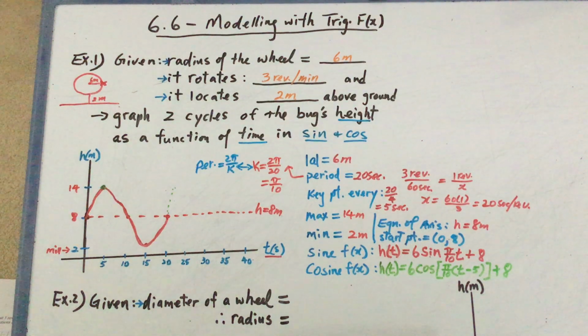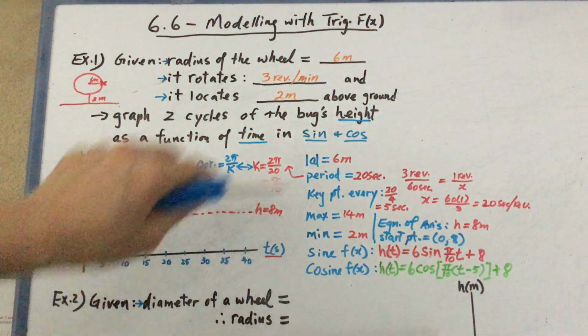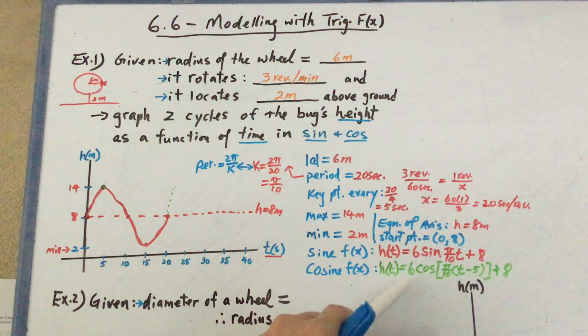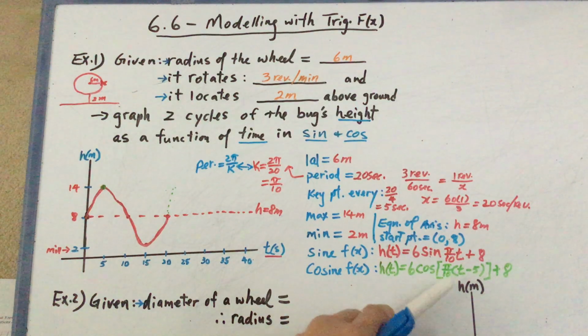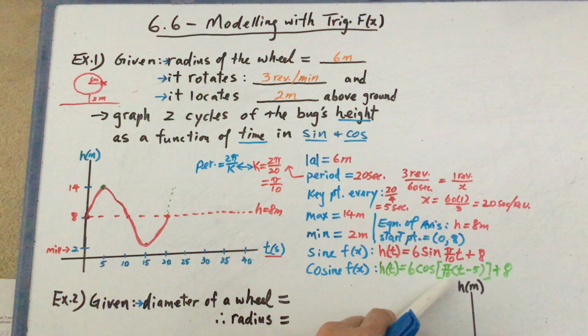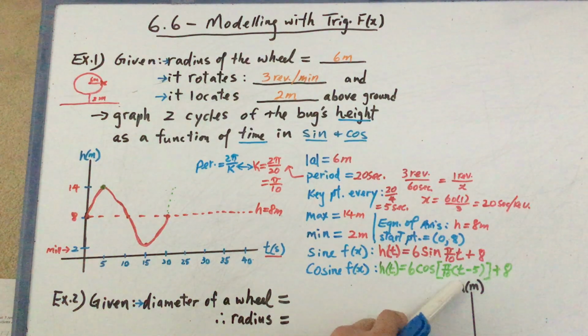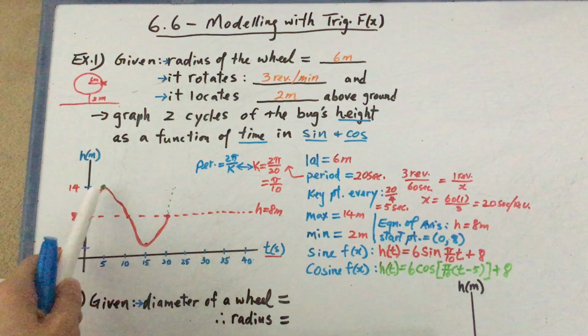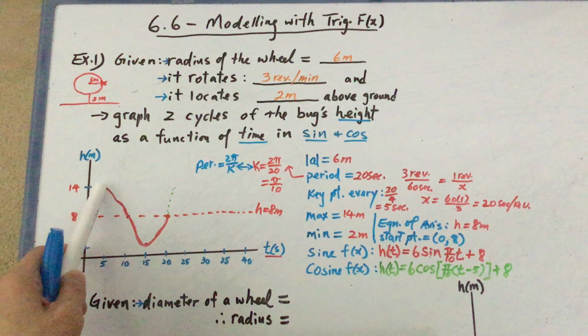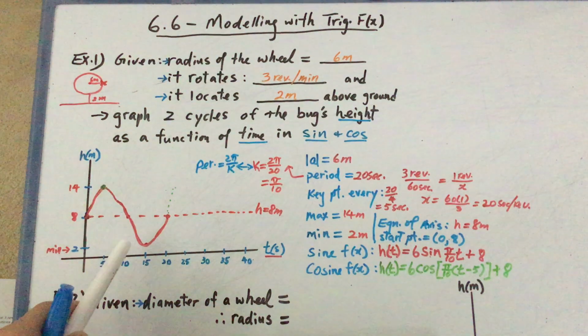So now if you want to give me a cosine function to model this question, you should have 6 as the amplitude, cosine, brackets of the same k, because the period doesn't change, so pi over 10, but bracket t minus 5, because now you have a phase shift of 5 seconds if you choose this as your starting point. So it depends on your starting point.